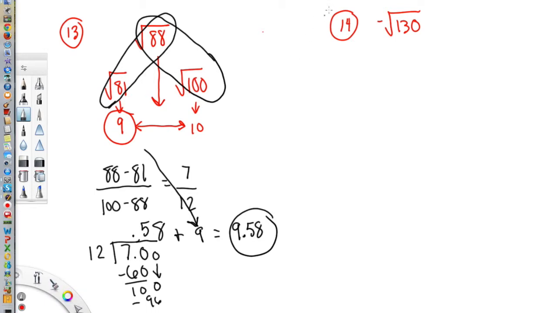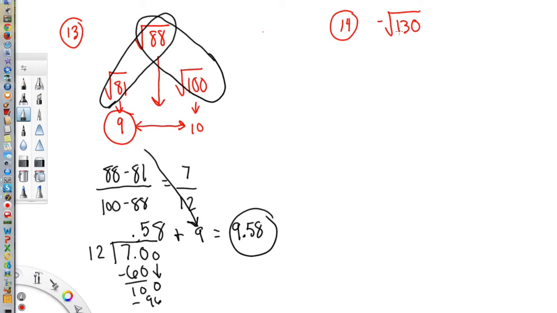Let's estimate the negative of the square root of 130. Now don't let this negative throw you off, okay? You're still just working with the square root of 130, but whatever your answer is, you have to change it to a negative. That's all. The negative is on the outside of the radical, not on the inside. If it was on the inside, that creates a different complexity, which we're not going to deal with now.